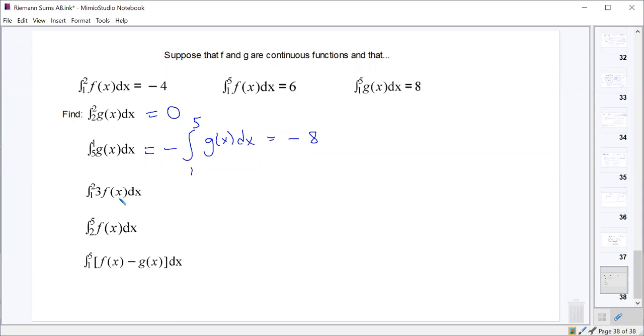Yep. What rule can I use for the next one? First one where you multiply it by a coefficient. Okay, take that constant, that coefficient out. This is 3 times the integral from 1 to 2 of f of x dx. And we know what the integral from 1 to 2 is. It was given to us as -4. So this just comes out to be 3 times -4, or -12. Good?